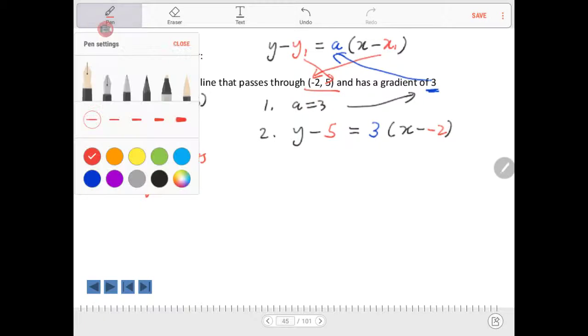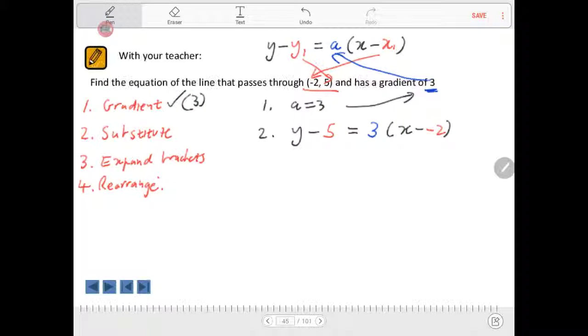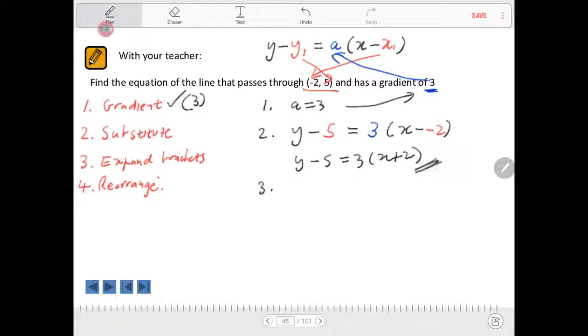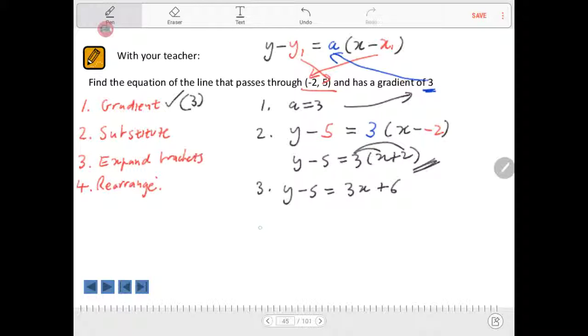Okay, so what we would end up with there is y take 5 equals 3 by x plus 2, that double negative. Okay, step number 3, we're going to expand these brackets on the right hand side here. So y take 5 equals 3x plus 6. 3 by x gives 3x. 3 by 2 is 6. So that's step 3 done.